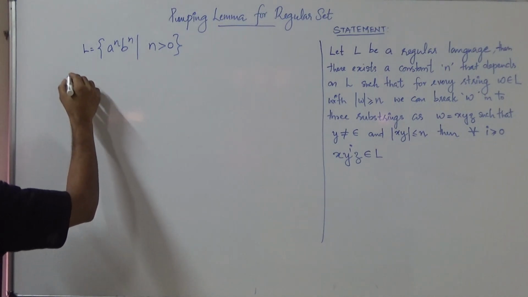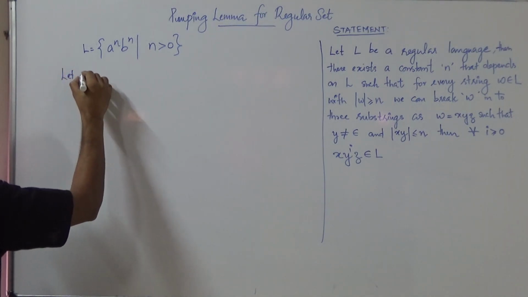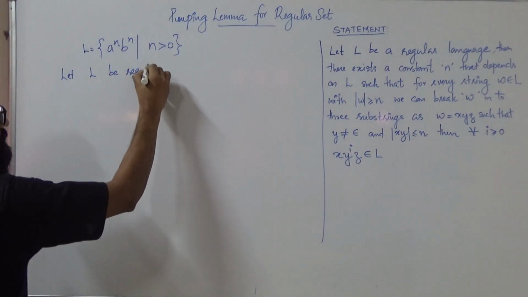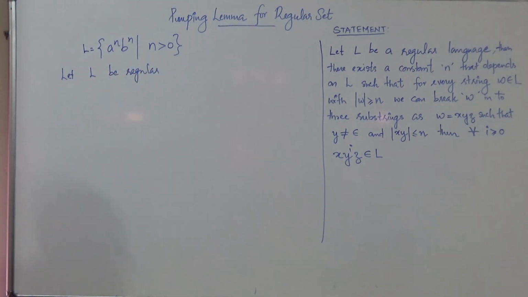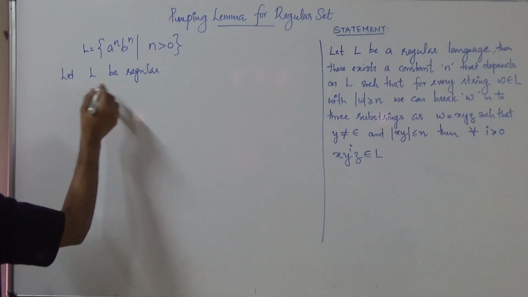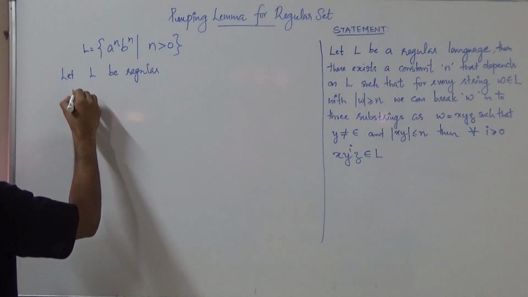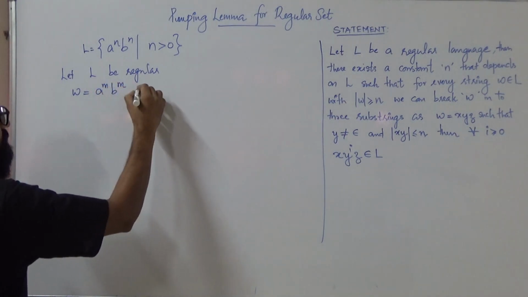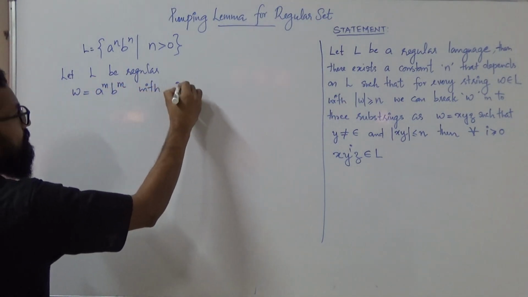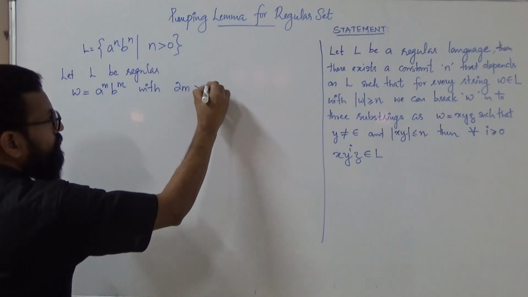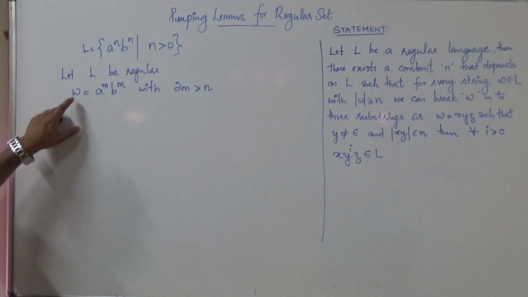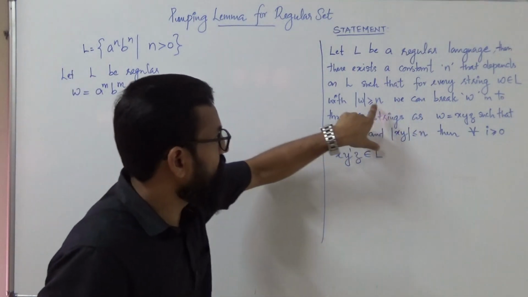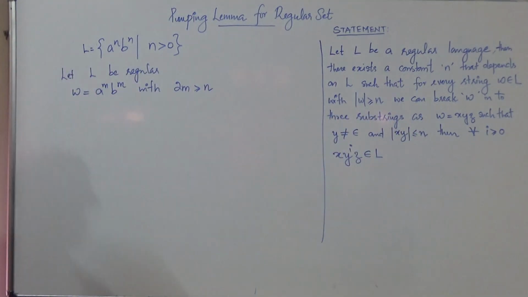So let us assume that L is regular. This is very important: you have to assume that L is regular. Then let us take a string w equal to a raised to m, b raised to m, with 2m greater than or equal to n. So length of w will be greater than or equal to n. It will satisfy that condition.